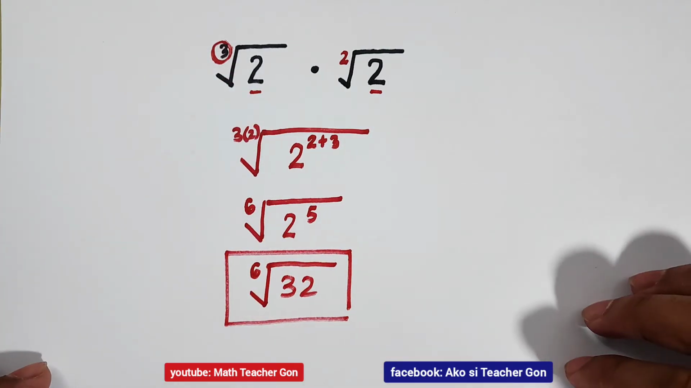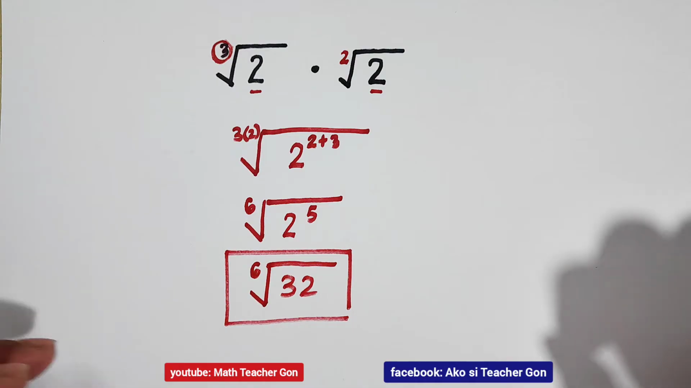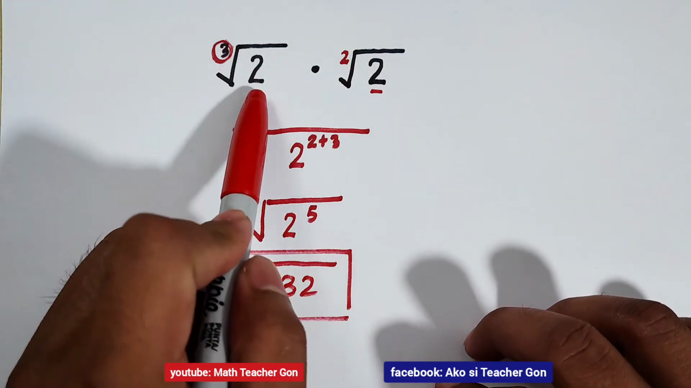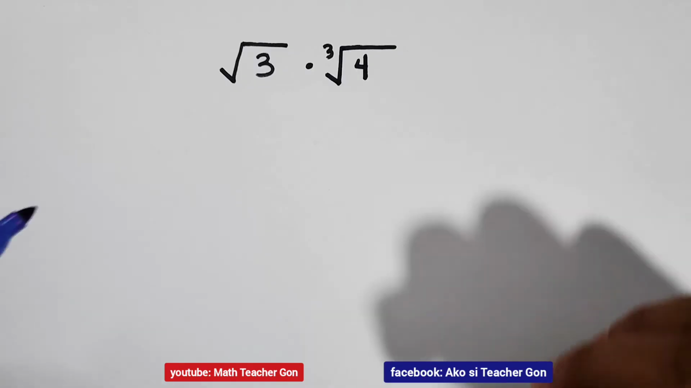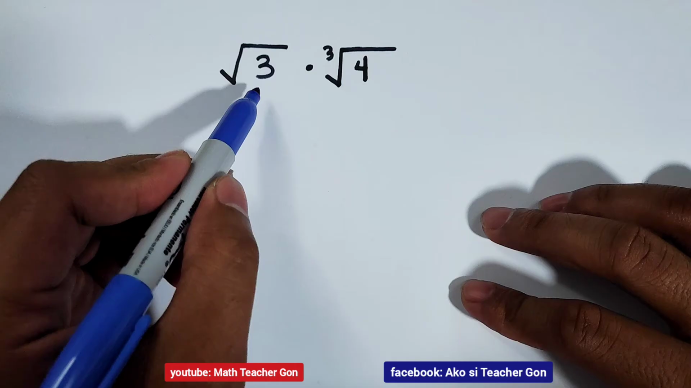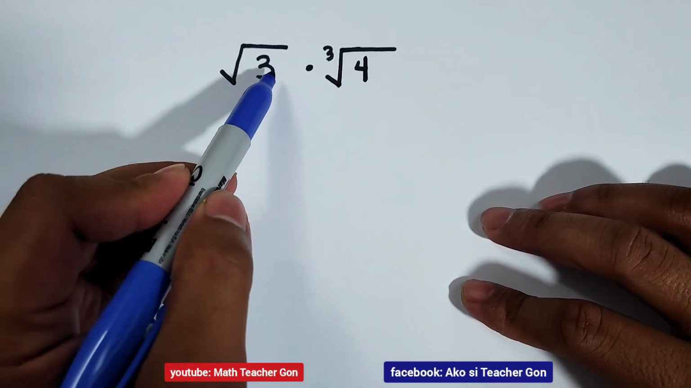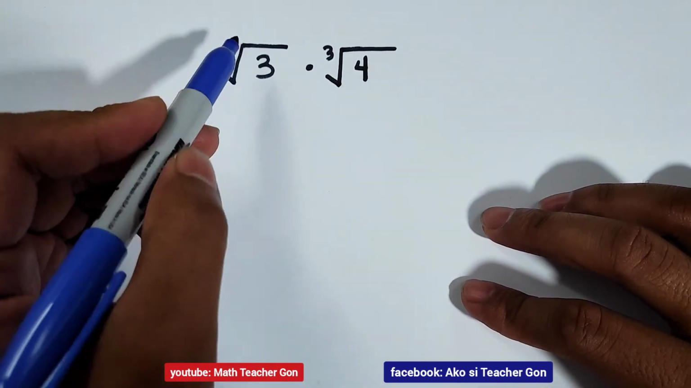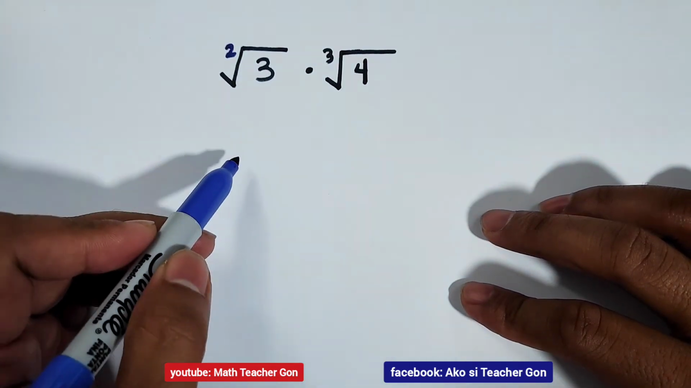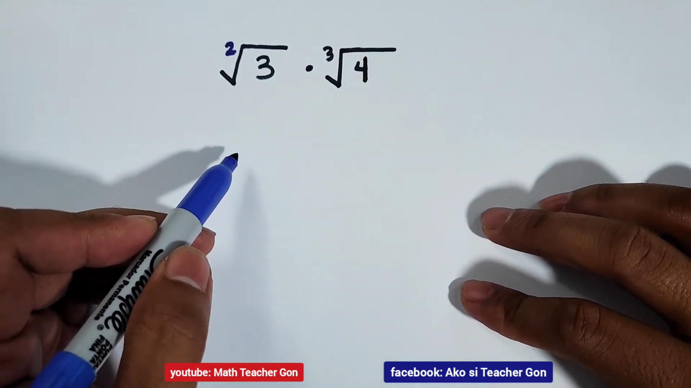In the next part of our video, I will show you how to multiply two radicals with different index and different radicands. Now let us try multiplying the second example. In the second example, we have two radicals with different index because the index here is 2 and 3, and different radicands.